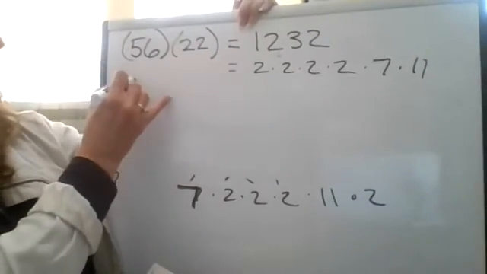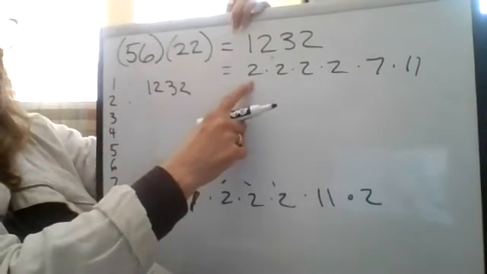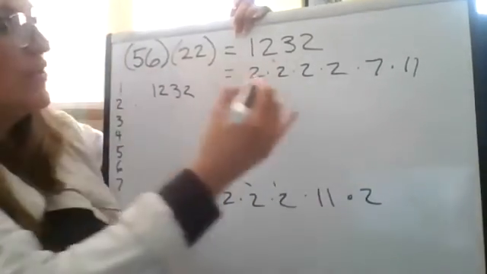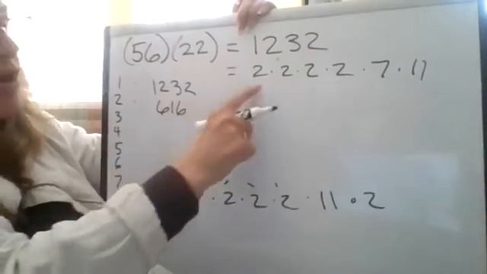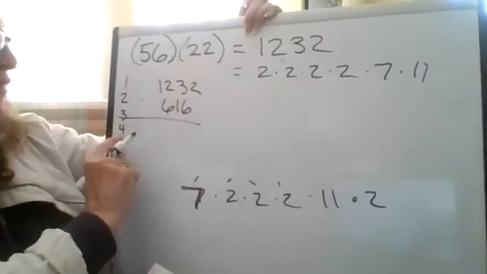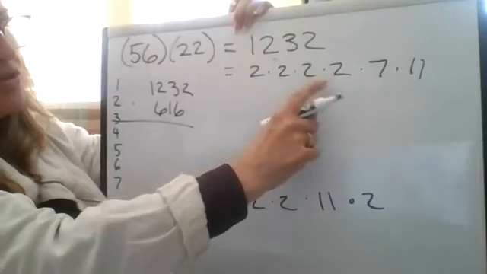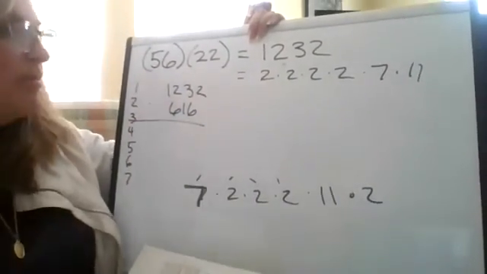Okay. So I could have 1 times 1232. I could have 2 times what? We'll just take 2 out and multiply all that stuff together. And what do you got? You're going to get 616. Okay. I could take 3 out. There's no 3s in here. 3 doesn't go in. 4, take a 4 out. 2 and 2 is 4. And what's left? 2, 2, 7, 11. And that would be what? 4 would be 308.